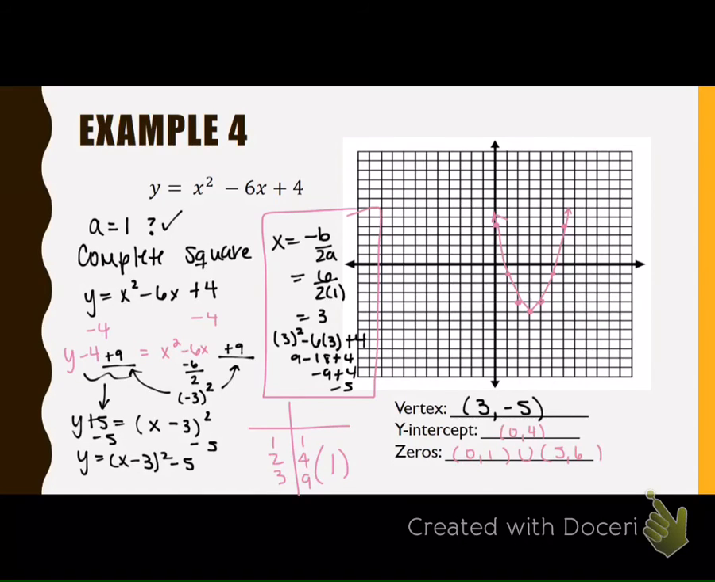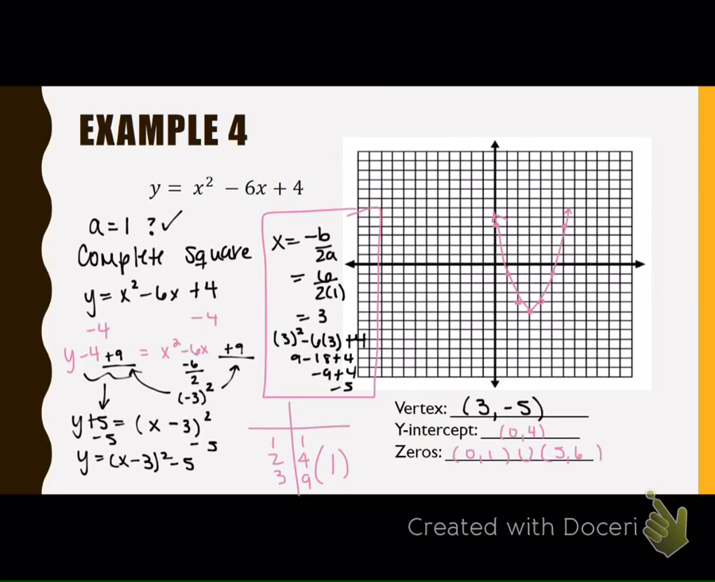Is that negative 5? Is that the same vertex? I just did it real quick, sorry. Negative 5. It is the same. You guys could easily plug that into your calculator, that's why I did it so quick. So you see how these are the exact same equations.